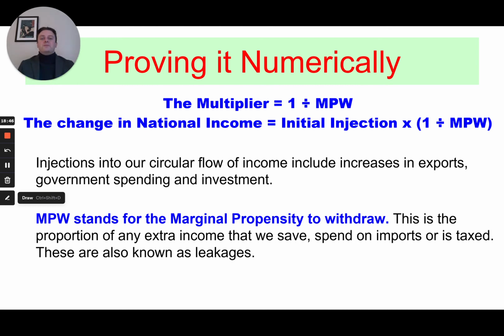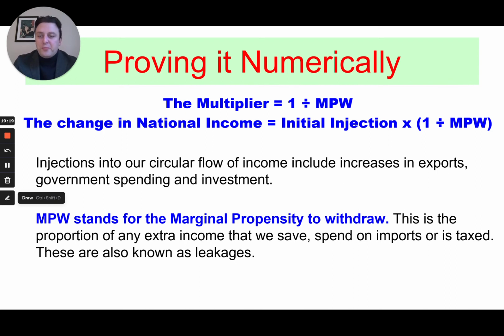So let's prove this numerically. Now, this is a really important part of learning about the multiplier. You need to know this for IB and the A level. Now, the multiplier is calculated through 1 divided by the marginal propensity to withdraw. Okay, the change in national income equals the initial injection times 1 divided by the marginal propensity to withdraw.